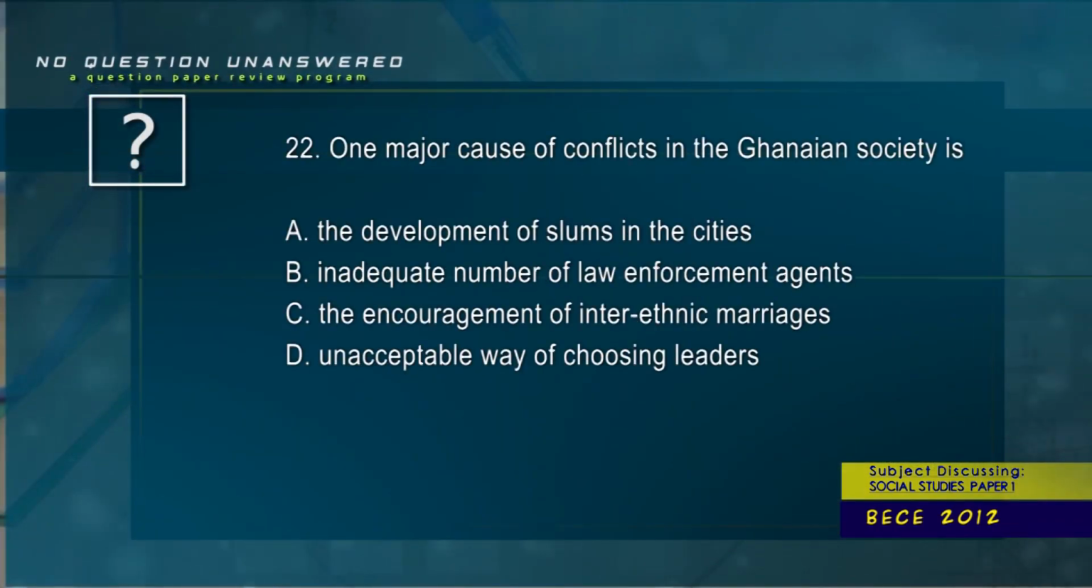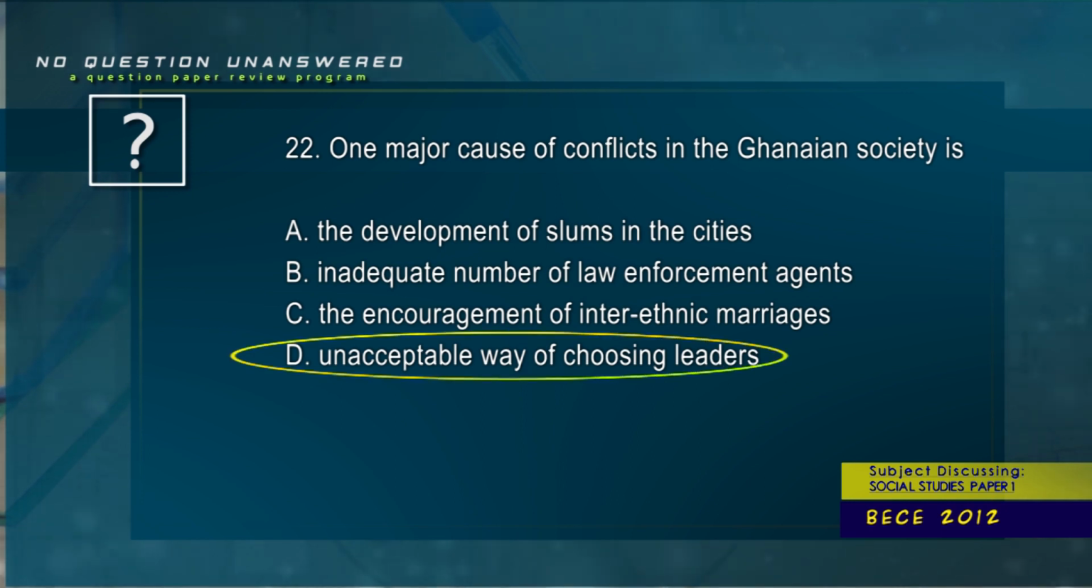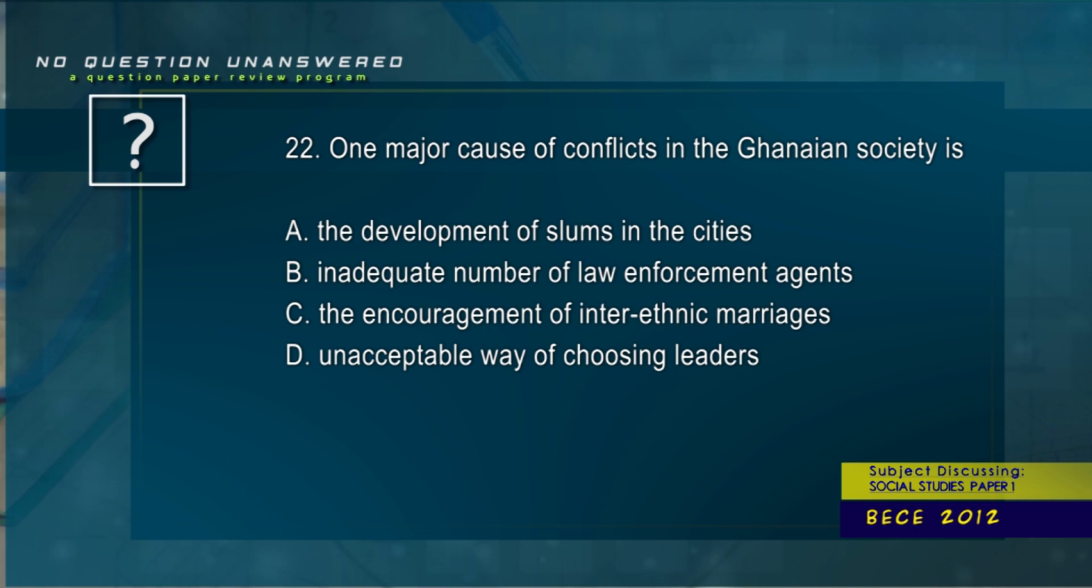Question 22. One major cause of conflicts in the Ghanaian society is A, the development of slums in the cities. B, inadequate number of law enforcement agents. C, the encouragement of interethnic marriages. And D, unacceptable ways of choosing leaders. Viewers, correct answer here is D. Unacceptable way of choosing leaders is one of the major causes of conflicts in our Ghanaian society today.